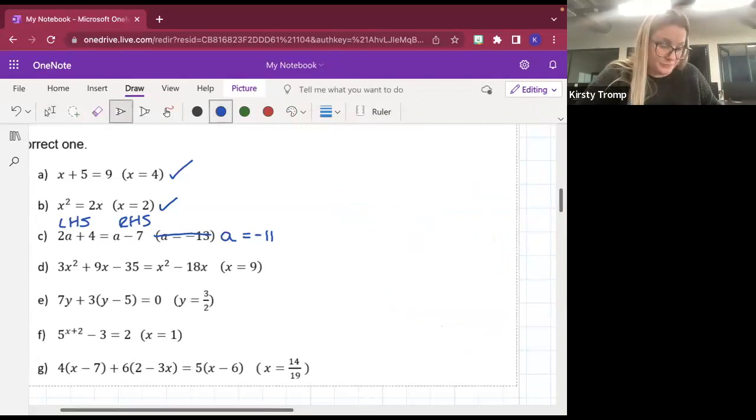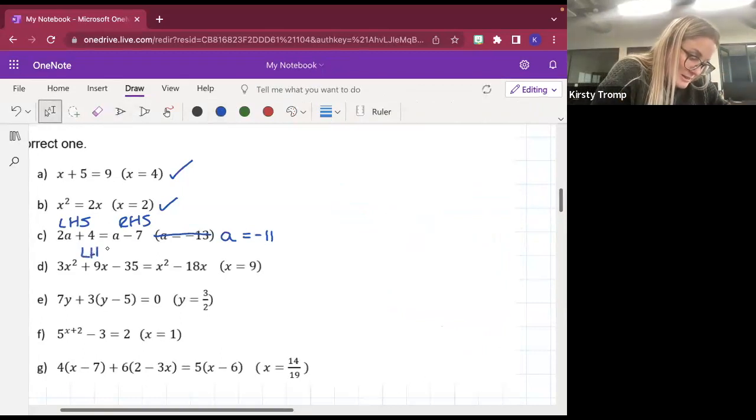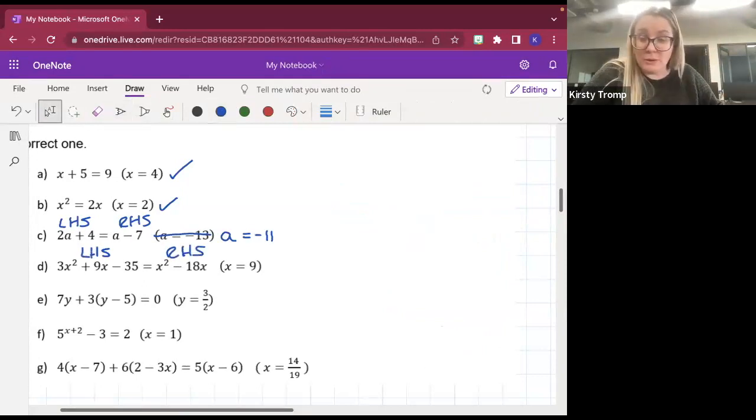Okay. So D, I see I've got x squared here. I've got all sorts of things going on. So once again, I'm sticking with my same routine. I'm going to say here, this is the left-hand side. This is the right-hand side. And I'm going to go do my workings.